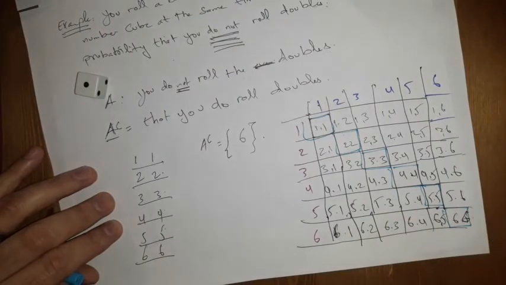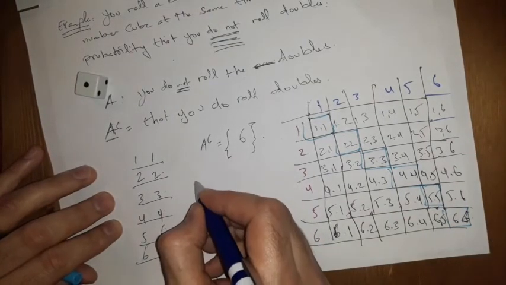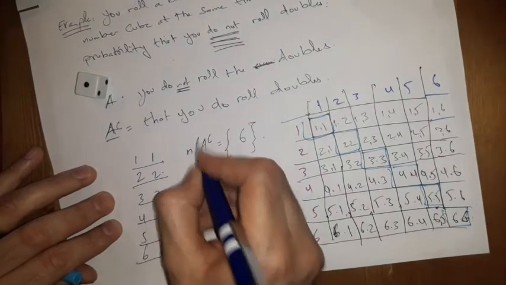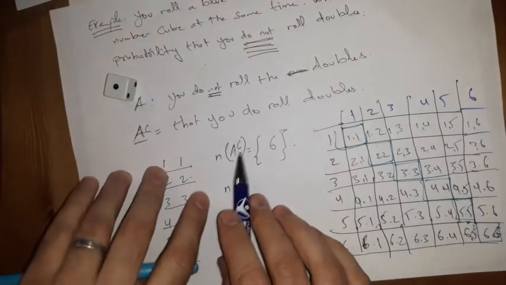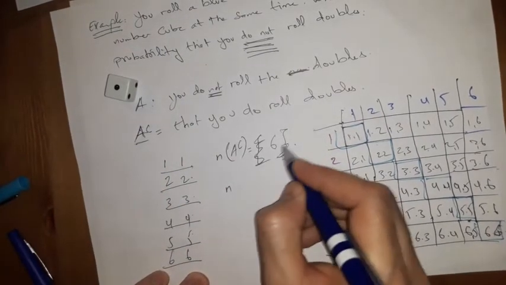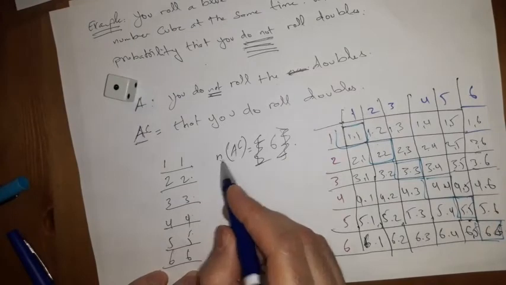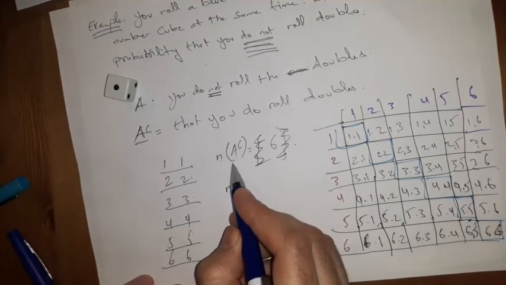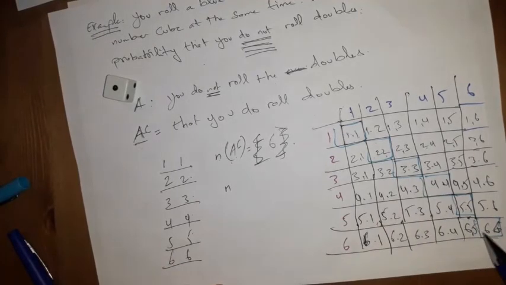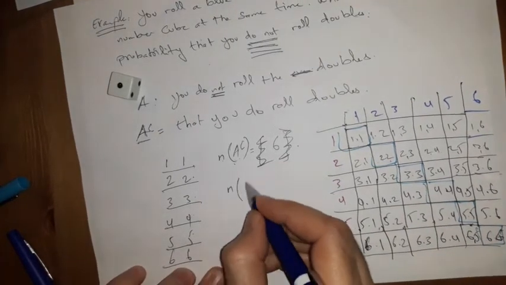Let's count them. So the sample space, what is N(S), how many elements? I just want to write it like this. It's not 6, I'm sorry, it was a mistake. So how many elements does the complement of A have? It is 6. You can have 1 and 1, 2 and 2, 3 and 3, 4 and 4, 5 and 5, and 6 and 6.